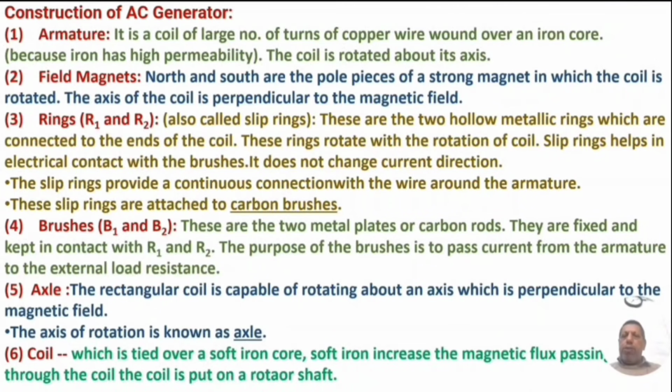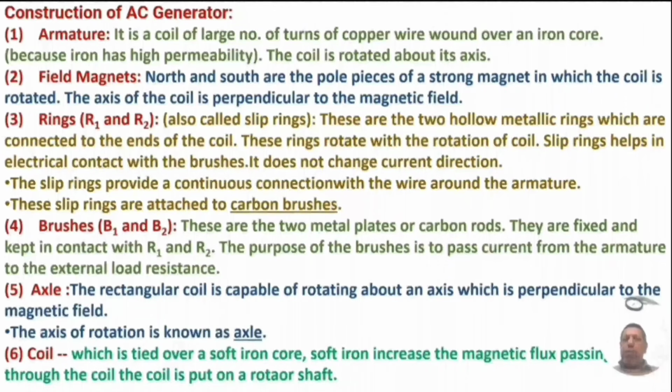Rings R1 and R2 are called slip rings. These are two hollow metallic rings which are connected to the ends of the coil. These rings rotate with the rotation of the coil. Slip rings help in electrical contact with the brushes. They do not change the current direction. The slip rings provide continuous connection with the wire around the armature. These slip rings are attached to carbon brushes.